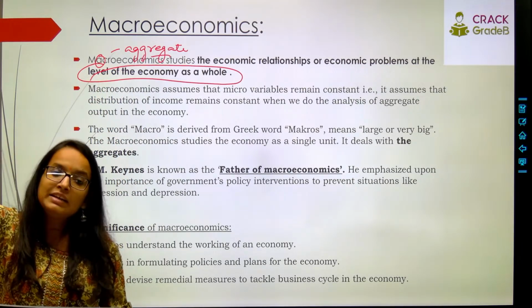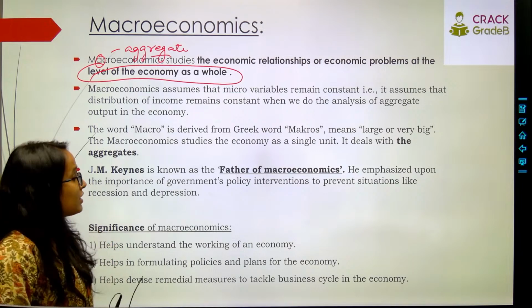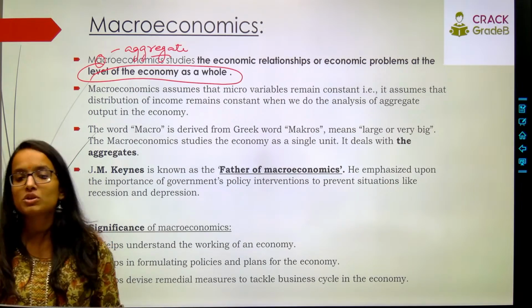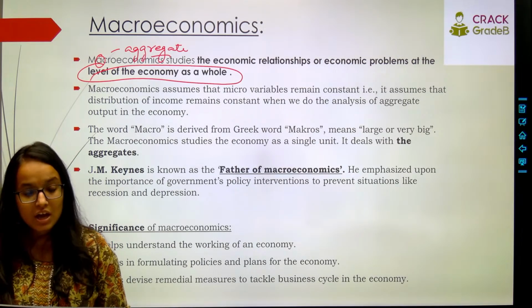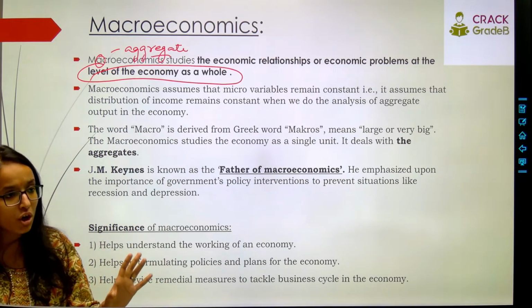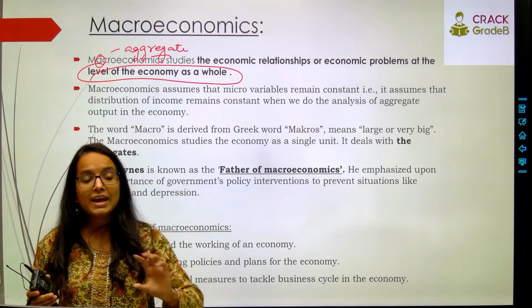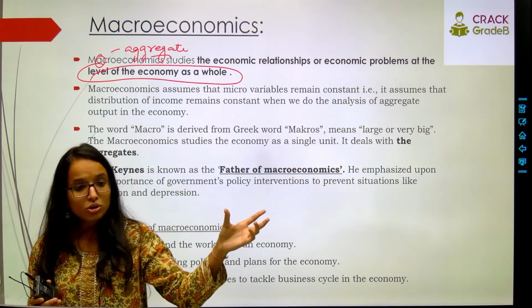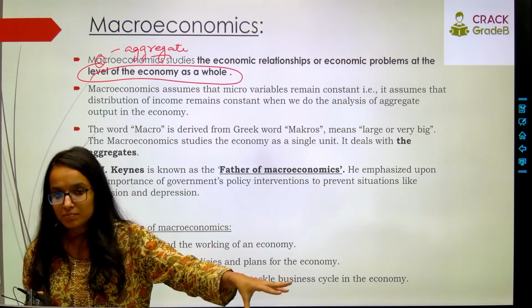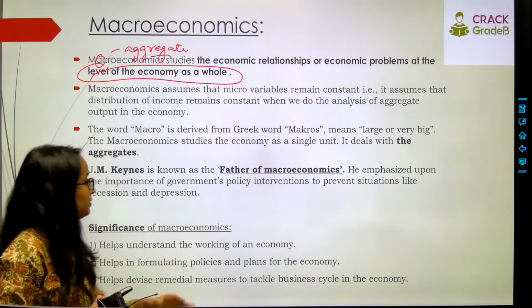So it is the big level. It is at the Indian level. We are not talking about an individual consumer of India, rather we are talking about all the consumers of India in macroeconomics. We are talking about the aggregate demand, overall demand in the economy. We are not talking about the demand of a particular person, or we are talking about the aggregate output. We are not talking about the output of a particular firm. Are you getting my point? So this is macroeconomics. All right.